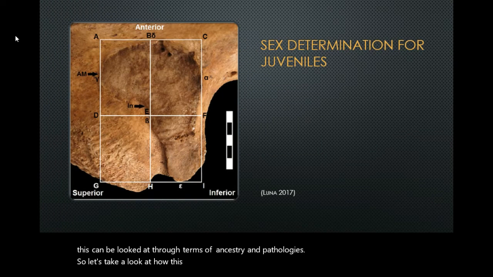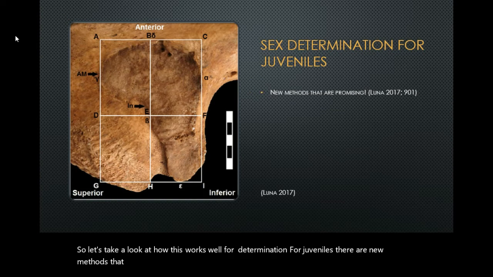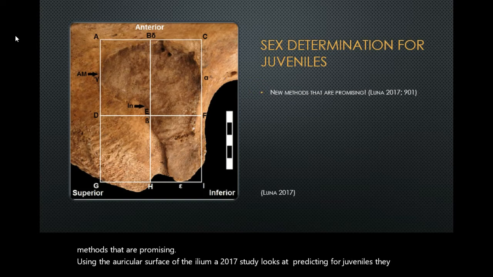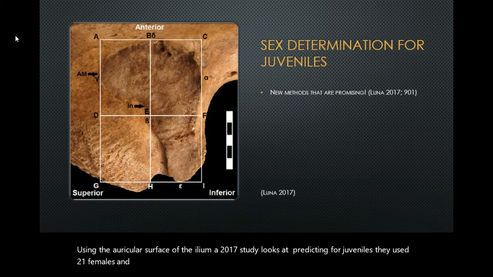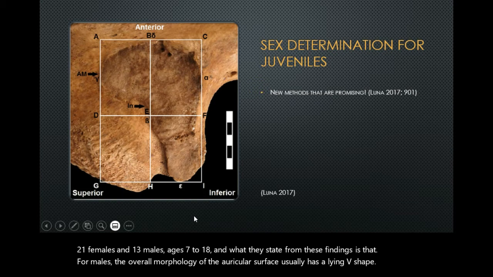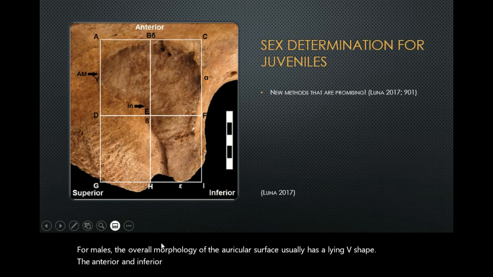Well, for sex determination for juveniles, there are new methods that are promising. Using the auricular surface of the ilium, a 2017 study looks at sex prediction for juveniles. They used 21 females and 13 males, ages 7 to 18. And what they state from these findings is that for males, the overall morphology of the auricular surface usually has a lying V shape. The anterior and inferior edges are similar in length.